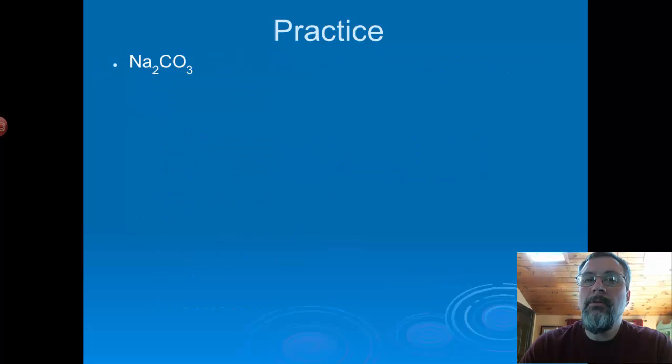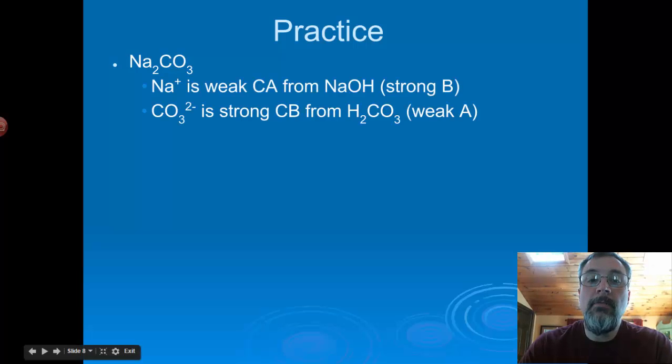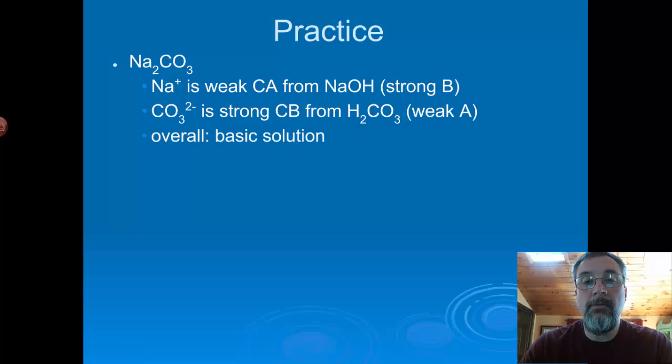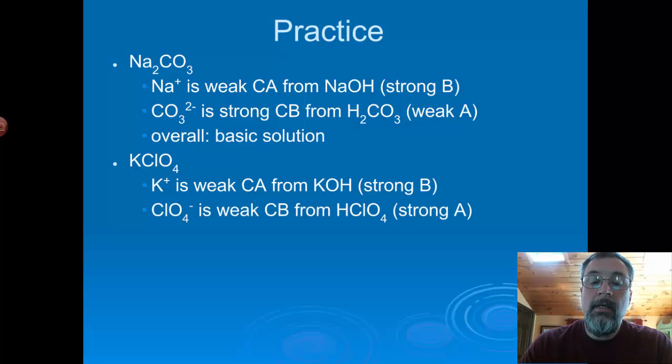How about Na2CO3? All right, well, Na plus is a weak conjugate acid because it comes from a strong base. CO3 2 minus is a strong conjugate base because it comes from a weak acid. So this should be a basic solution. KClO4. Potassium perchlorate. K plus is a weak conjugate acid. ClO4 minus is a weak conjugate base. So both are weak. What do we think? If both are weak, we say it's neutral.